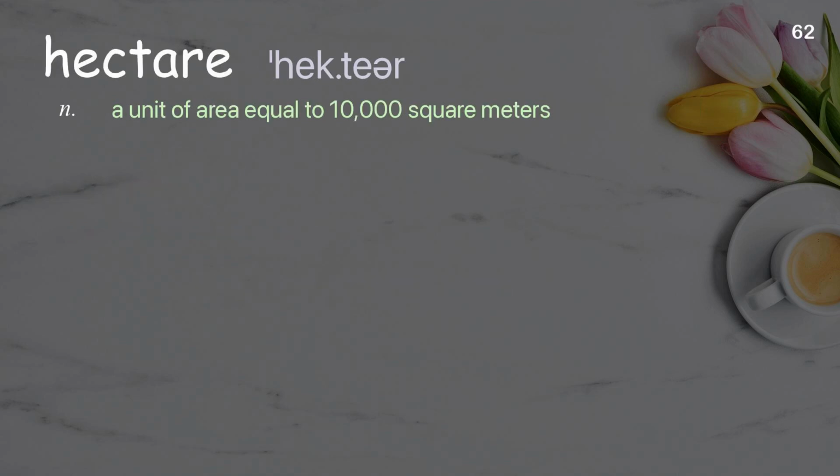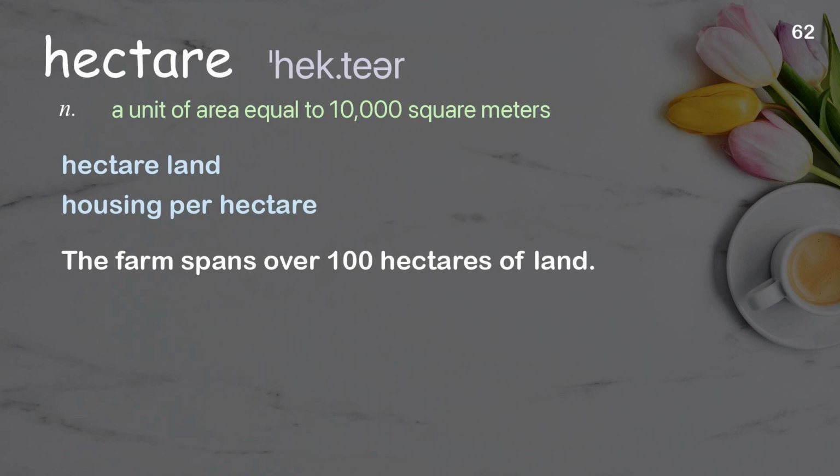Hectare. A unit of area equal to 10,000 square meters. Examples: Hectare land. Housing per hectare. The farm spans over 100 hectares of land.